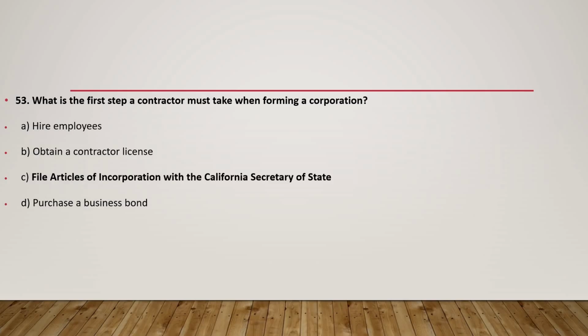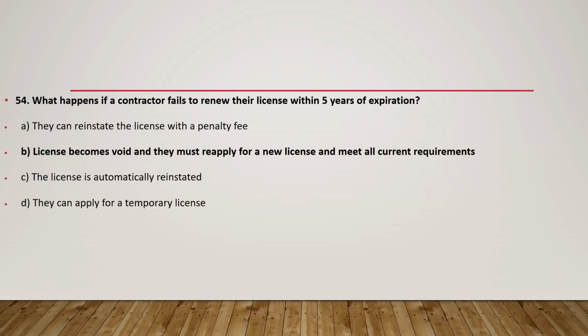53. What is the first step a contractor must take when forming a corporation? C. File articles of incorporation with the California Secretary of State. 54. What happens if a contractor fails to renew their license within 5 years of expiration?